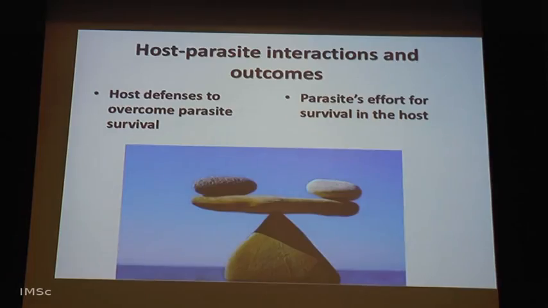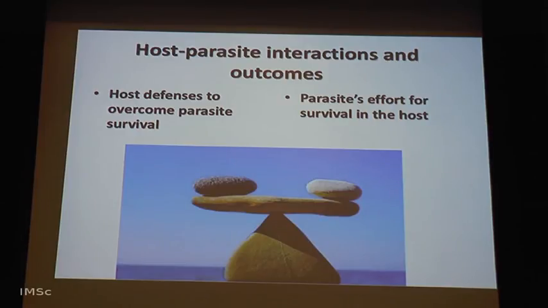So this is what I mean by host-parasite interactions and outcomes. It's very easy to find multiple images of a balance on the web, and this is one of those. I don't remember where, there was no link that I could easily find. However, there are host defenses to overcome parasite survival, and there is the parasite's effort for survival in the host. And I should mention here that some of the parasites can survive outside of a host because there is an intermediate host.